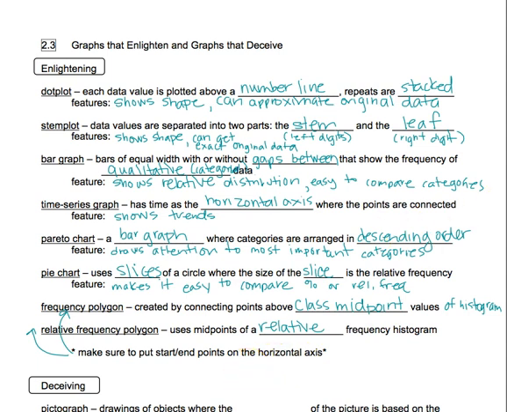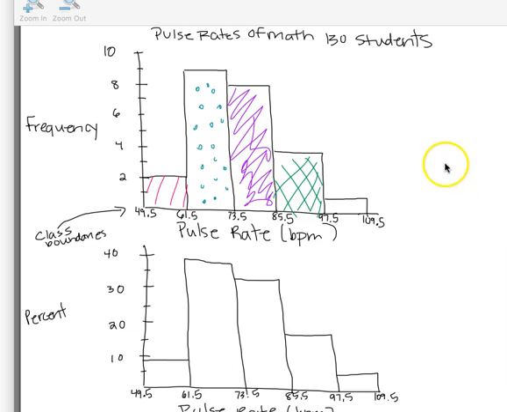So I'm going to do an example here of a relative frequency polygon, and I'm just going to pull up our notes from 2.2 where we had the histogram, because it's going to be a lot quicker to just show you based on the histogram. So here's the histogram that we did.